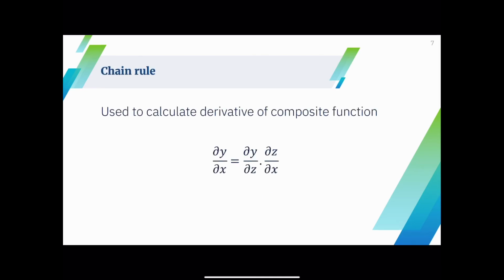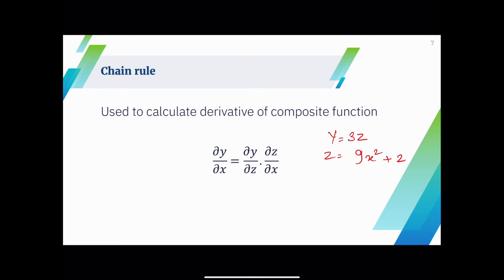Let's understand another rule, which is chain rule. It is used to find the derivative of a composite function. So let's say we want to find out the derivative of y with respect to x. It can be defined as derivative of y with respect to z times derivative of z with respect to x. Suppose the function is given like this: y is equal to 3z and z is given like this, 9x square plus 2.